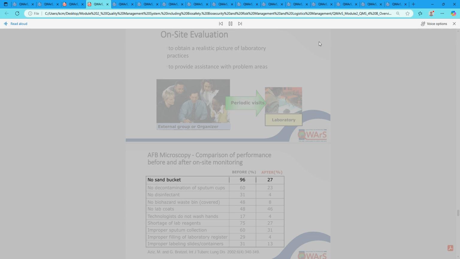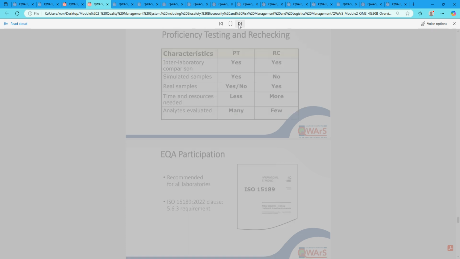Problems found before and after on-site monitoring: no sand bucket, no decontamination of sputum cup, no disinfectant, no covered biohazard waste bin, no lab coats, technologists do not wash hands, shortage of lab reagents, improper sputum collection, improper filling of laboratory register, improper labeling of slides and containers. Before %, after %.